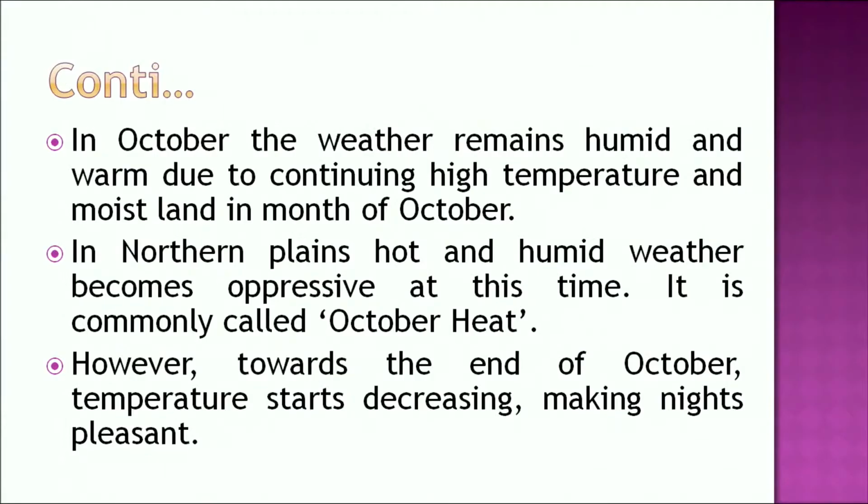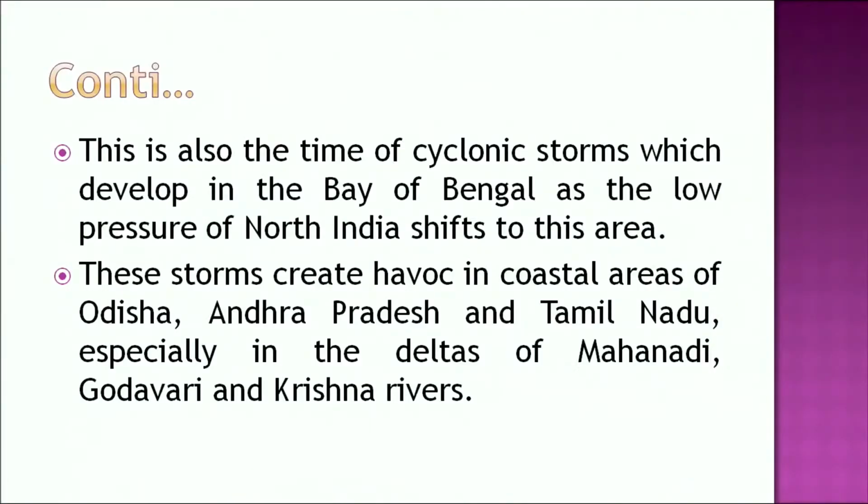In October, the weather remains humid and warm due to continuing high temperature and moist land. In northern plains, hot and humid weather becomes oppressive at this time. It is commonly called October heat. However, towards the end of October, temperature starts decreasing, making nights pleasant. This is also the time of cyclonic storms which develop in the Bay of Bengal as the low pressure of North India shifts to this area. These storms create havoc in coastal areas of Odisha, Andhra Pradesh and Tamil Nadu, especially in the deltas of the Mahanadi, Godavari and Krishna rivers.